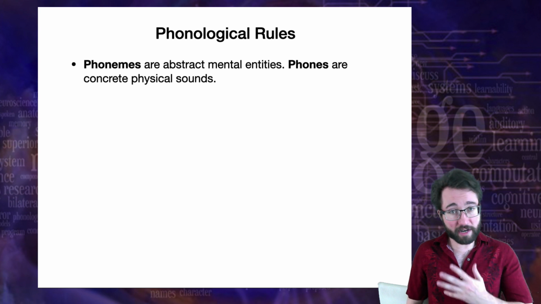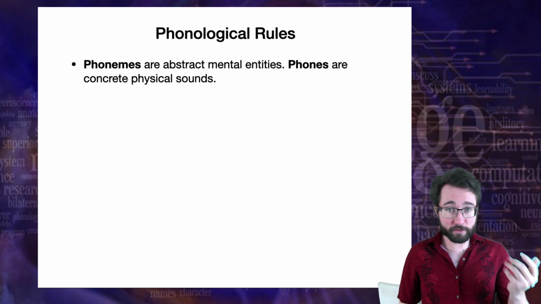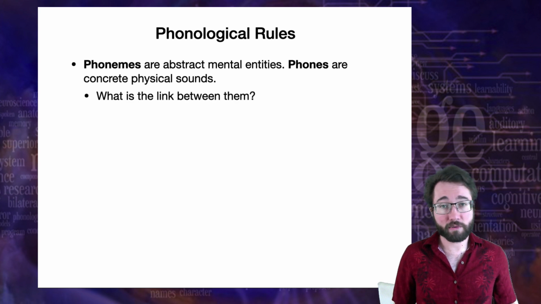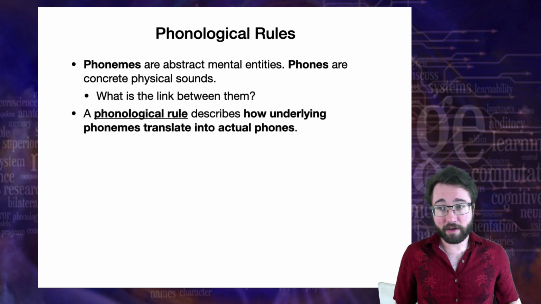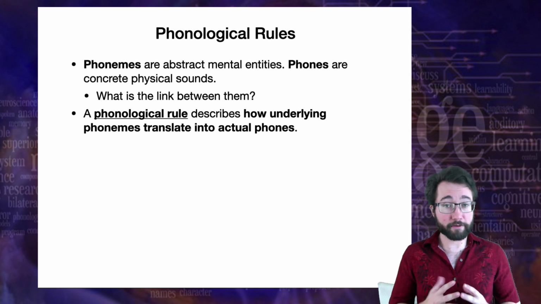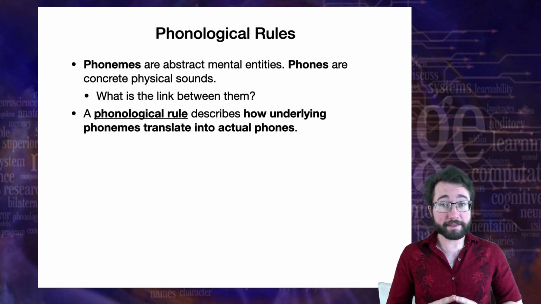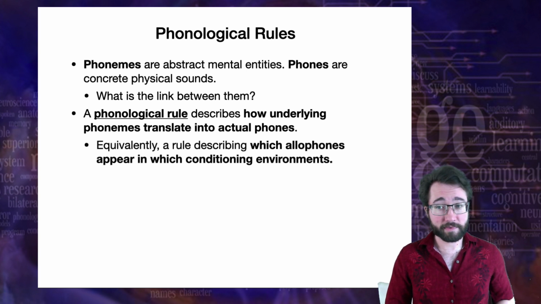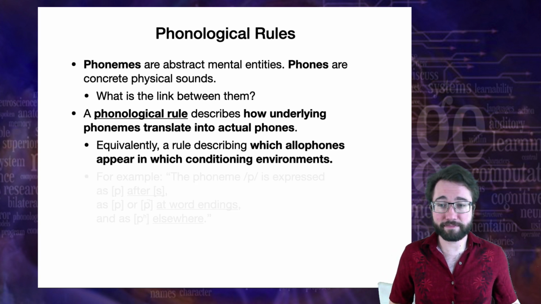So remember, phonemes are abstract mental categories, and phones are concrete physical sounds that realize them. What exactly is the link between them? We describe that link using phonological rules. A phonological rule is a thing you write down which describes how underlying phonemes translate into the actual phones. Equivalently, a rule is a way of describing which allophones appear in which conditioning environments.